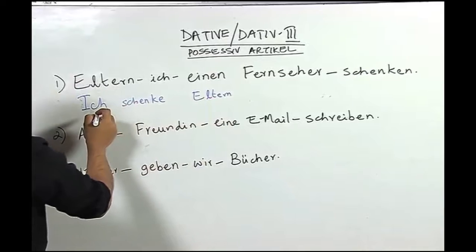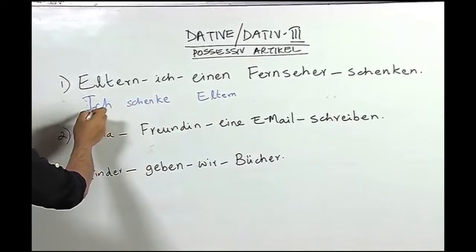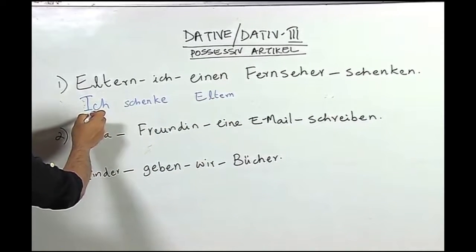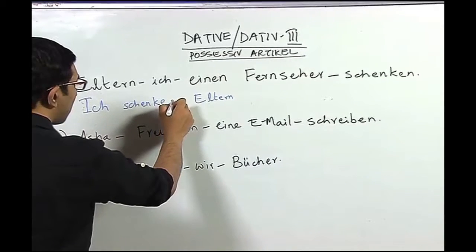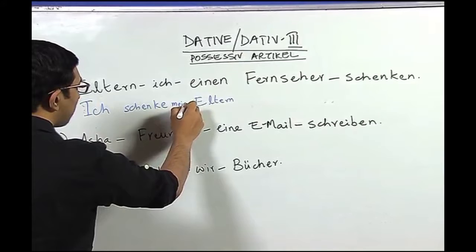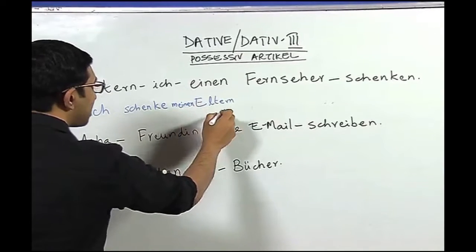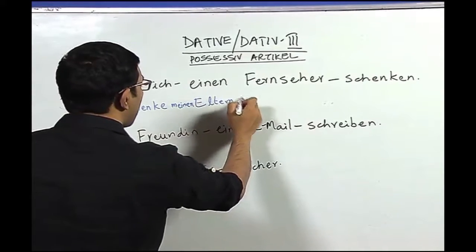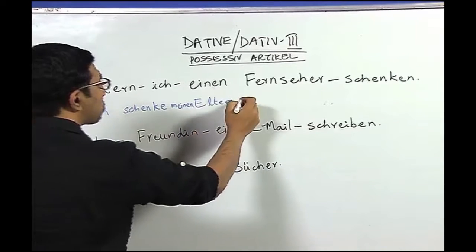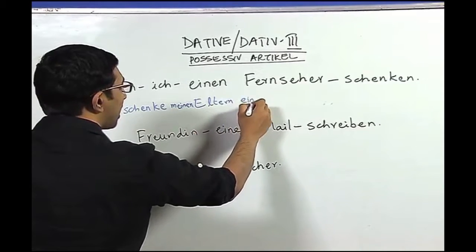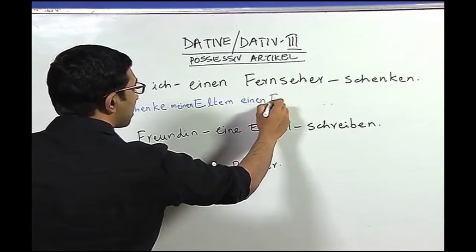Now, the possessive article here can be deduced from the pronoun. So, the possessive form of ich is mein, and the dative in plural is meinen Eltern, and here we have einen, which is already a signal for accusative. So, we write einen Fernseher.